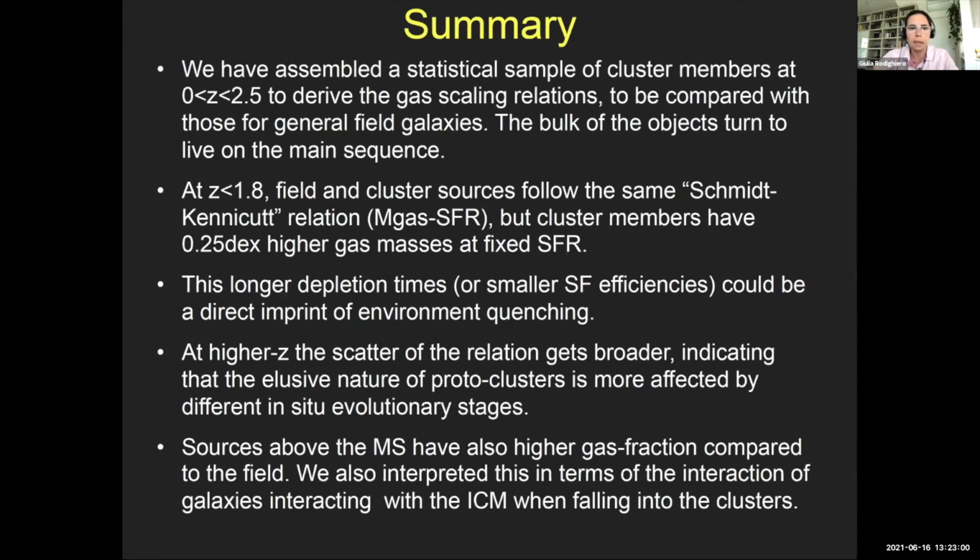So I go to the conclusions. I think it was interesting to assemble a statistical sample of cluster members to probe the highest density peak members across a wider range of redshift between 0 and 2.5, and we found that the bulk of the objects live on the main sequence. We found that the Schmidt-Kennicutt relation shows an onset toward longer depletion times below redshift 1.8, which seems to go in the opposite direction to what the SPT talk of yesterday showed, where at redshift 4 you have much shorter depletion times. So we will see in the future if the nature of the sources can be better highlighted, and I will take questions here or on the Slack. Thank you.